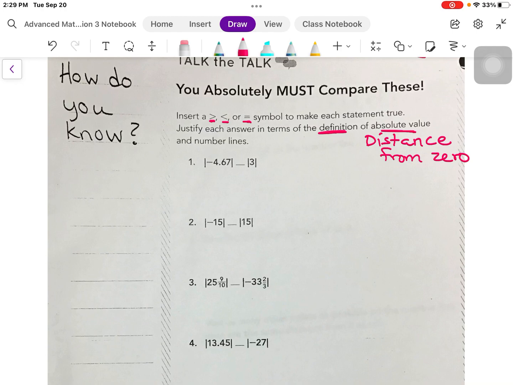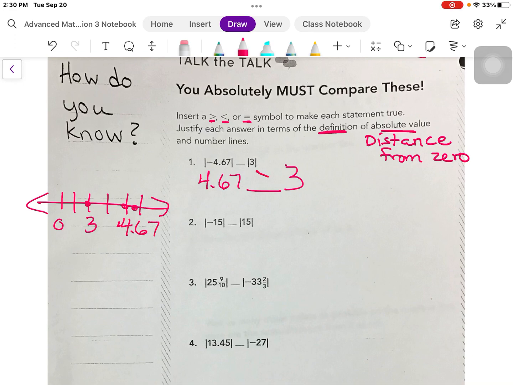So the absolute value of a -4.67 would be 4.67. And the absolute value of 3, how far is 3 away from 0? It's 3 away from 0. And if I plot these on a number line, 1, 2, 3, 4, here's 3, here's 4.67. I can clearly see that 4.67 is greater than 3. All right, I don't have to make a number line every single time, but I could do that to help me if I need to.